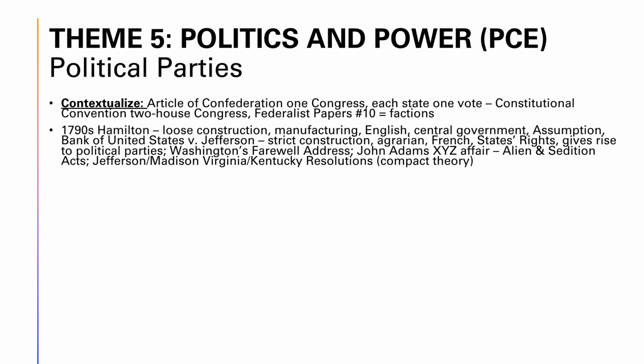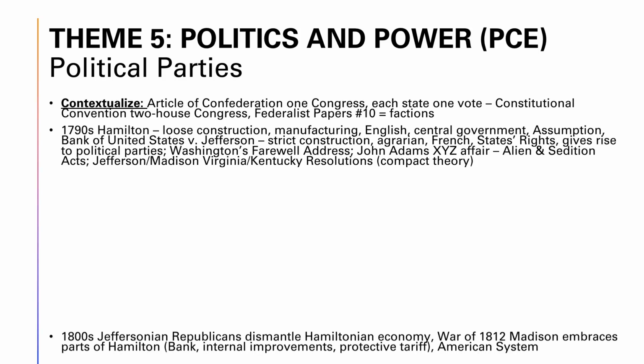That led Jefferson and Madison to counter the Alien and Sedition Acts with the Virginia and Kentucky Resolutions. And they brought in this compact theory, that the 13 original states came into an agreement, a compact, to form the Constitution. Thereby, states are superior to the federal government, states' rights. That never passes. It's only a resolution, but it sets the seed for further conflict with these political parties.